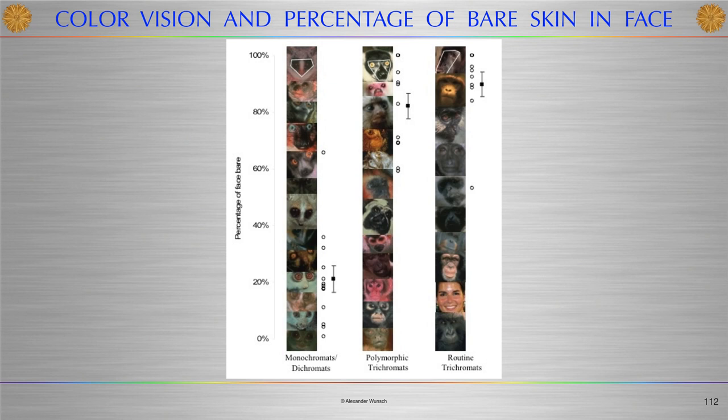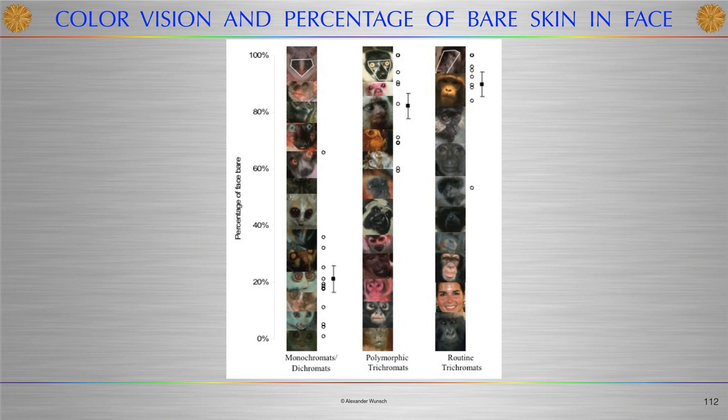and researchers can demonstrate that those with light collection eyes, with only monochromatic equipment in the retina, unable to see different colors, only have 20% of bare skin in the face, compared to the routine trichromats, where we are one in the group, who have up to 80 to 90% bare skin in the face in order to enable this inter-species communication via color, via skin color, which means also, is this a healthy mating proposal standing opposite to me?